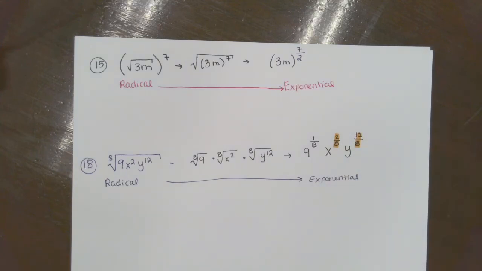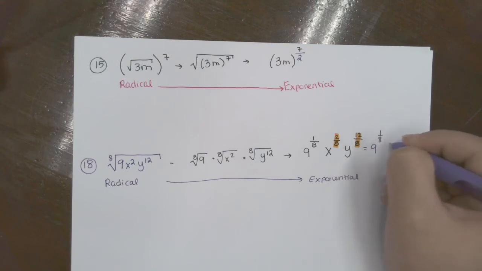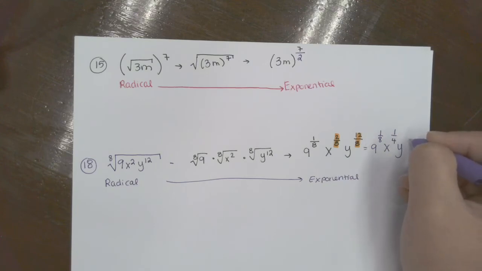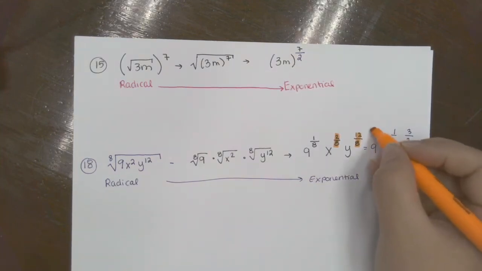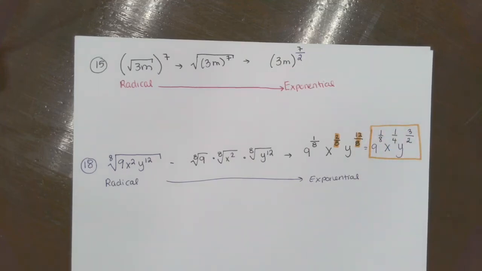I have 2 over 8. I have 12 over 8. So 2 over 8 can simplify to 1/4. And 12 over 8 can simplify, 4 goes into 12 three times, 4 goes into 2 twice. So we can potentially leave our answer like this. And again, it's not really asking us to do much with this. It just wants it in exponential format. So that is okay to leave it like this.